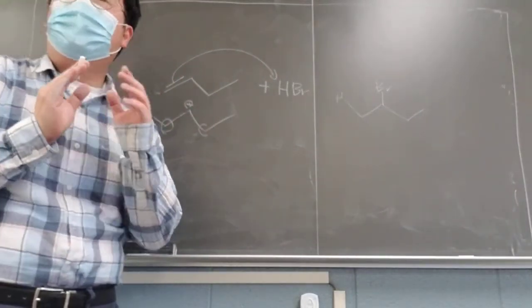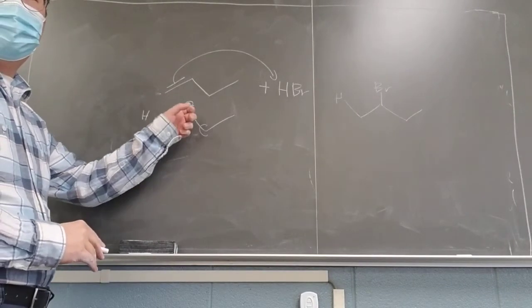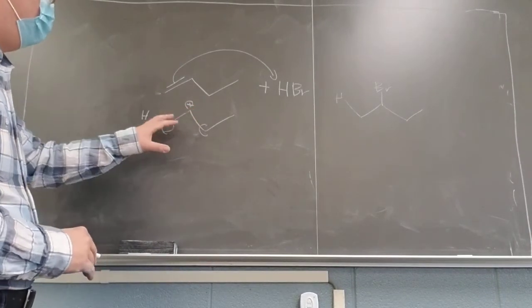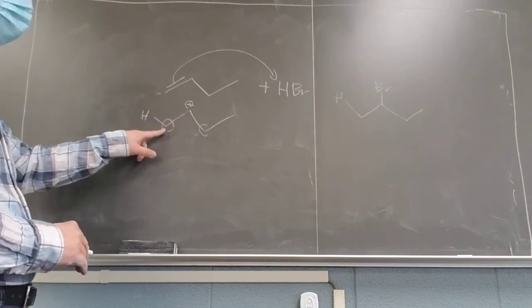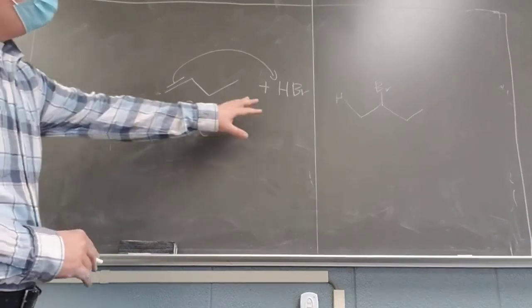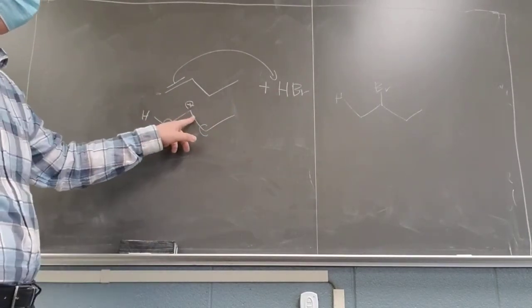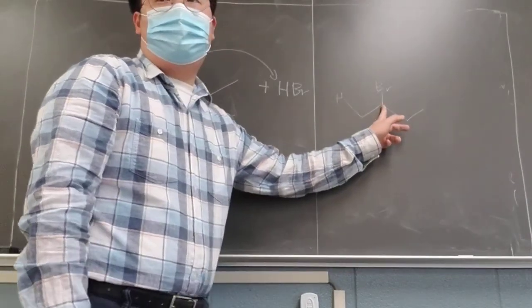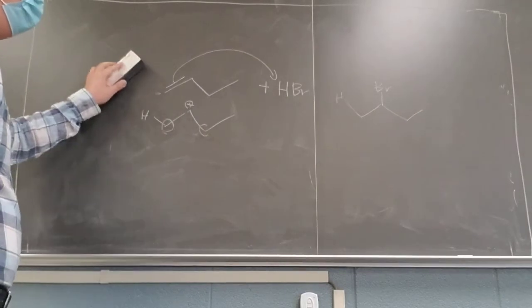So this is a quick review from the older material. You guys remember this? It's just because of the higher stability of the more substituted carbocation. This is why hydrogen will be here, not here, because that would make a less stable carbocation, and that makes bromine attach to this position, which is the more substituted carbon, than this position. So try to remember this one, okay?